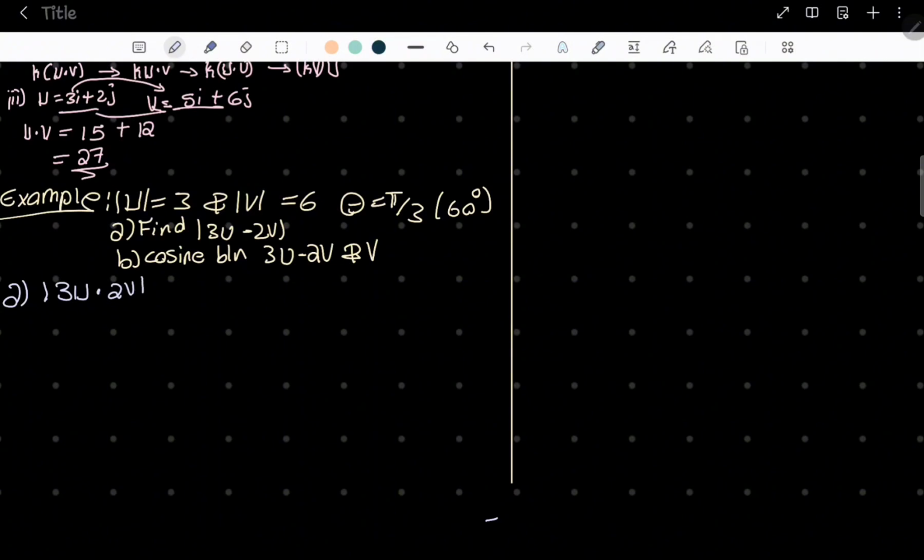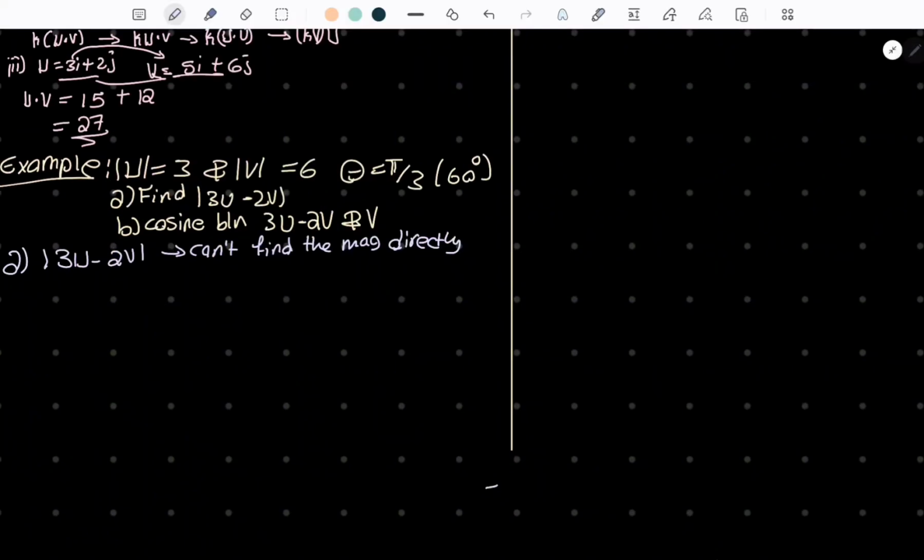So we are asked to find the magnitude of 3u minus 2v. The trick here is that we can't find the magnitude directly. So what we need to do is we need to square this vector right here.